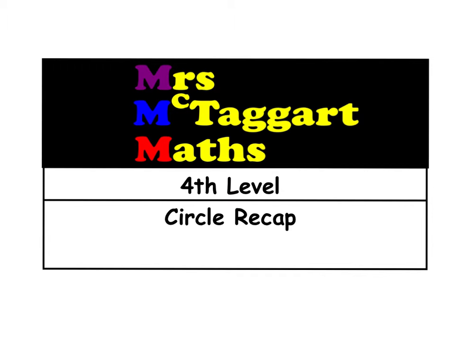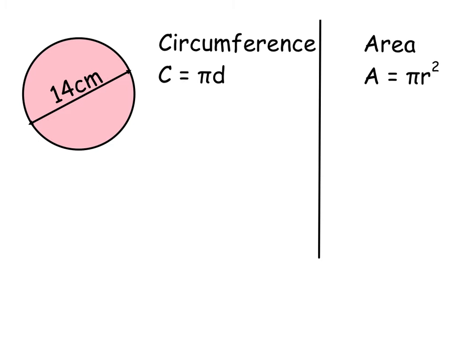So you will need a calculator if you're following along with this, or you're doing any of this work. And remember, for all my examples, I use pi as 3.14 rather than the exact value. So let's have a look at some questions. You have to remember these two formulas off by heart. Remember, you've got circumference, C equals pi d, and area equals pi r squared, all right?